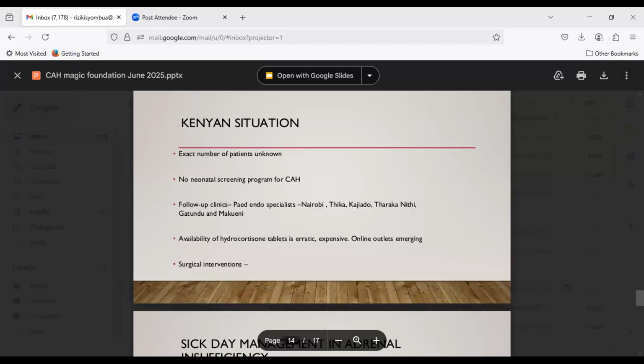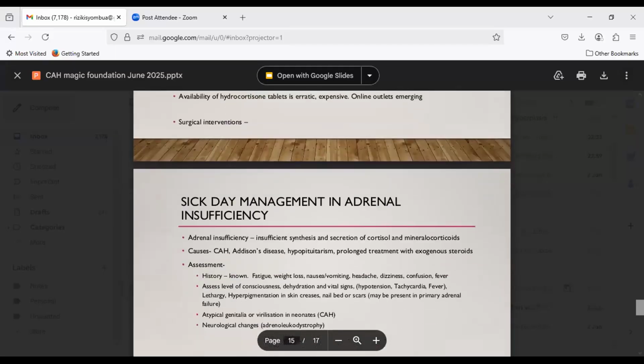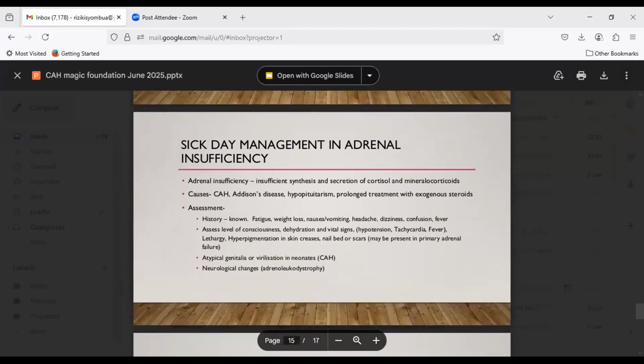Then we look at sick day management in adrenal insufficiency. Adrenal insufficiency is insufficient secretion or synthesis of cortisol and mineralocorticoid. The commonest cause, we saw 50% of patients in our clinic, is CAH. A few have Addison's disease, which is primary hypoaldosteronism. Others could be hypopituitarism, and those are the common ones we see. But also prolonged treatment with exogenous steroids may suppress endogenous secretion of hydrocortisone, and that causes a secondary adrenal insufficiency.